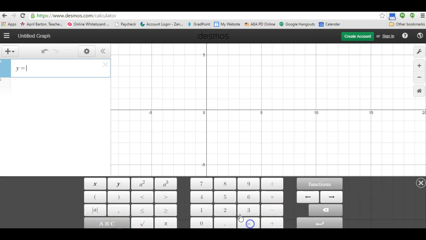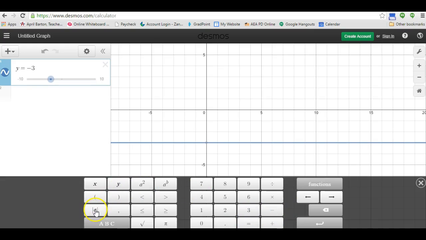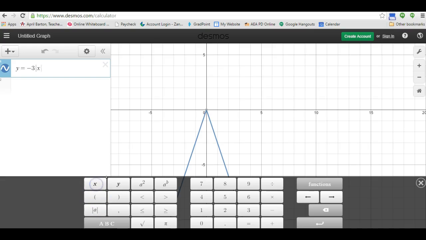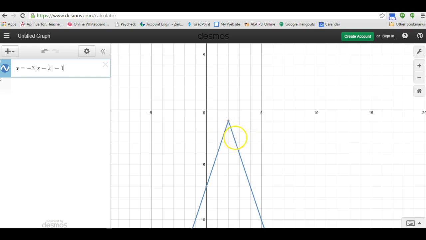So y equals -3. Our absolute value bars are here. X, I believe it was -2, -1. So we can check the equation we wrote with the equation given to us and the picture given to us to make sure they match up. So Desmos is a good tool that can help us find and check our work for all our graphing type problems. And that concludes our video on families of functions.